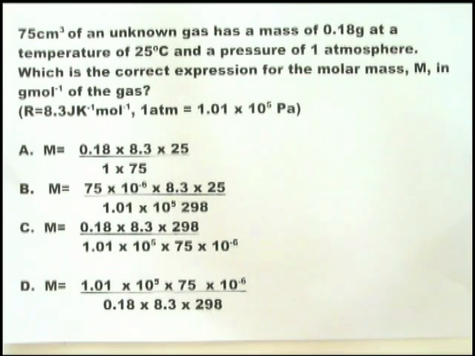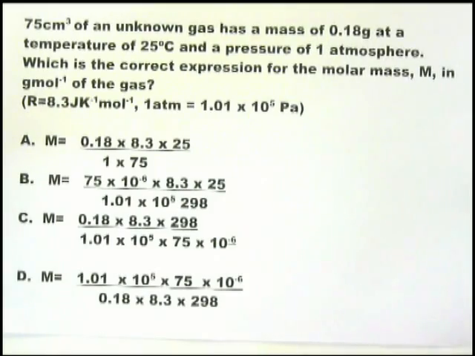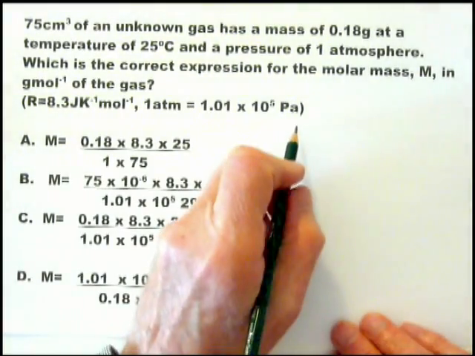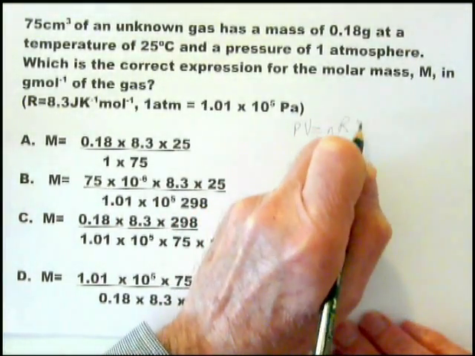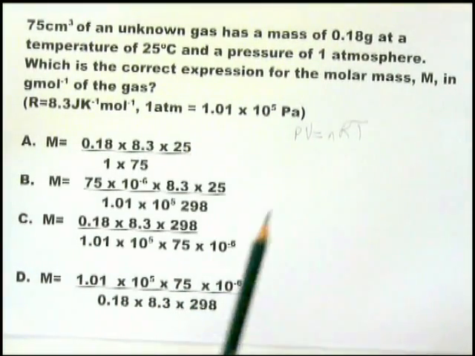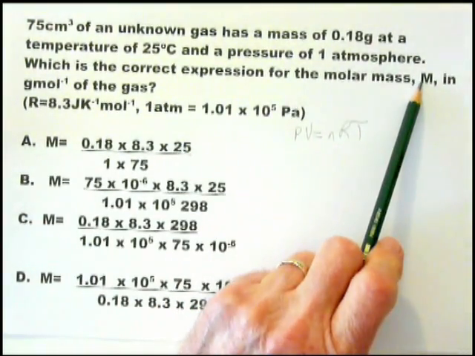This is an interesting one. There's a lot of numbers in it. Once again, we start with PV equals nRT. Now, they're interested in the molar mass.